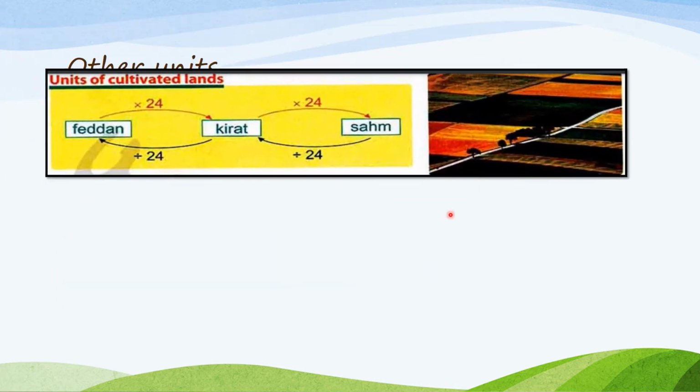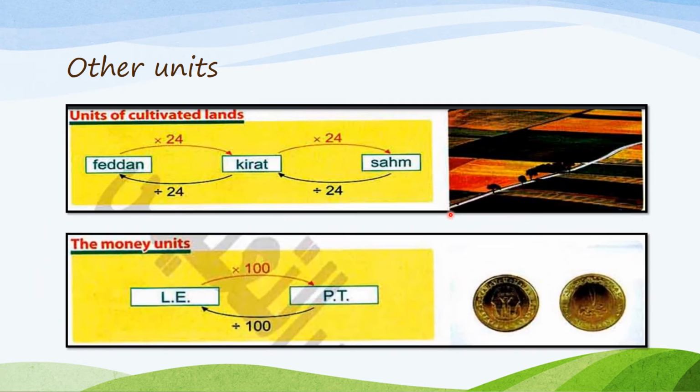So other units that you may have not heard of before, like cultivated units and money units. We have heard about money units, and we have heard about sometimes cultivated units. So cultivated units are the units used in agriculture. They are used in planting, and they are used by farmers. So they are fedan and kurat and sa. You may have not heard about these before because some countries use them and some countries don't. But a fedan has 24 kurat, and a kurat has 24 sa.